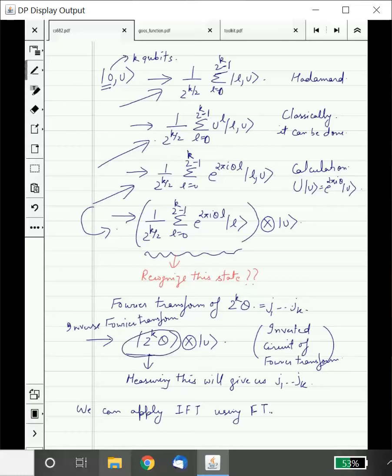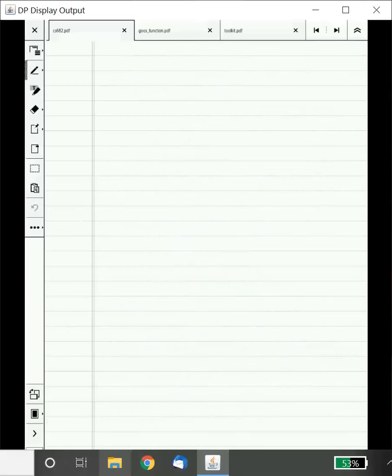Not really. Remember, we had two assumptions. What was the first assumption? The first assumption said we have the ability to apply u to the power L instead of controlled u to the power 2 to the i. Here i will vary from 0 to k minus 1, and L will vary from 0 to 2 to the power k.